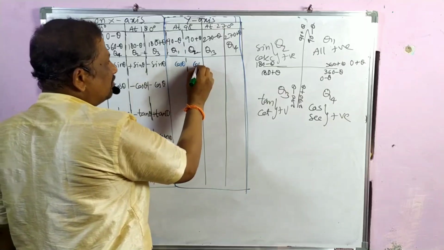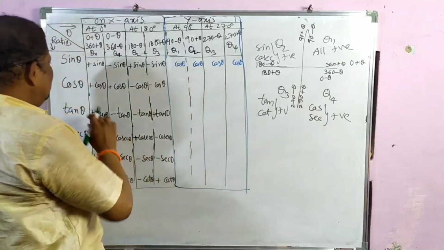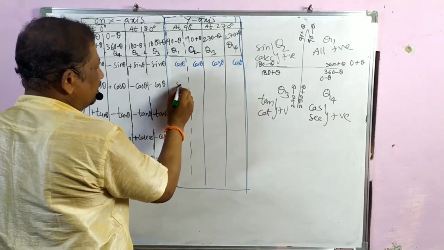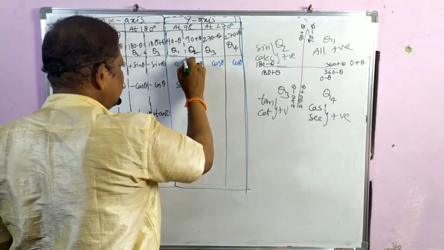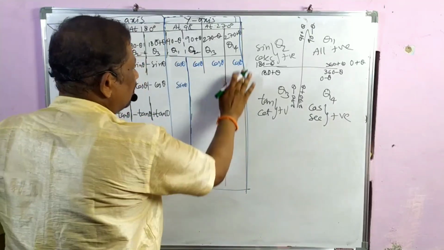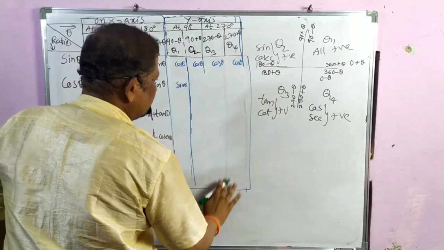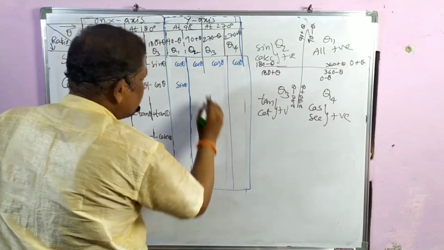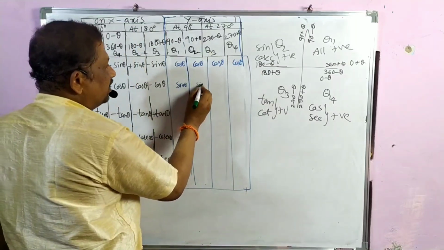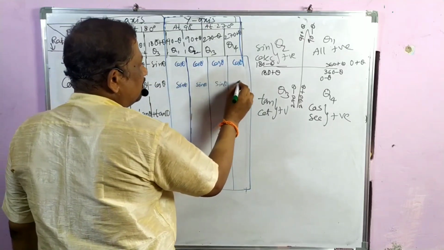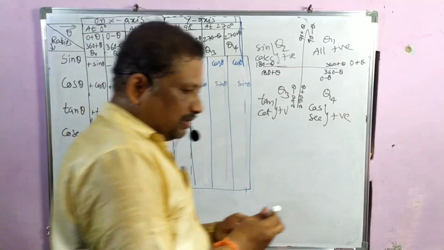Sine will become cos theta. And cos will become sin theta. That we should remember. Okay, clear? Next step.